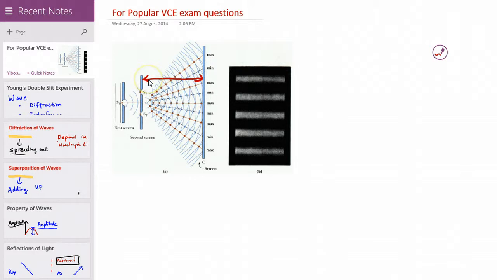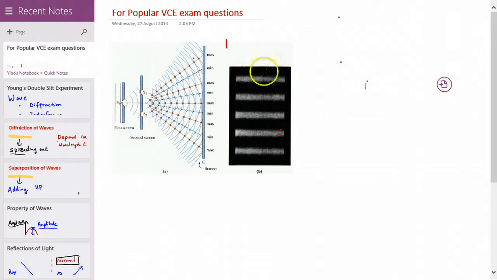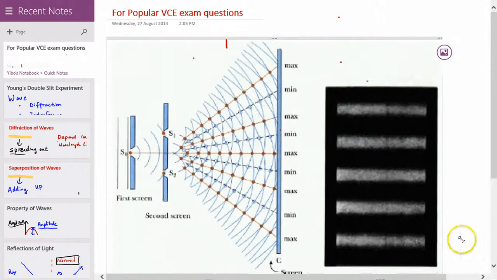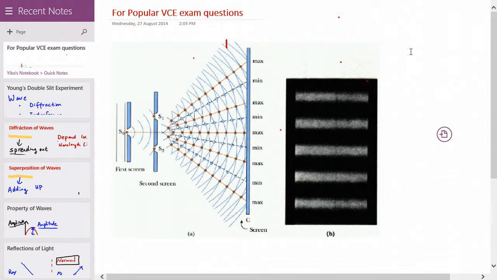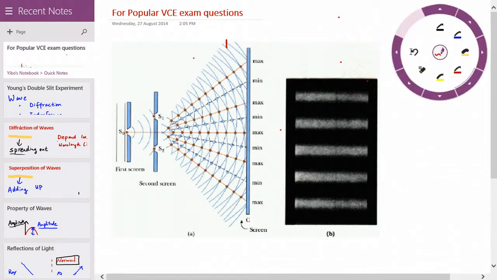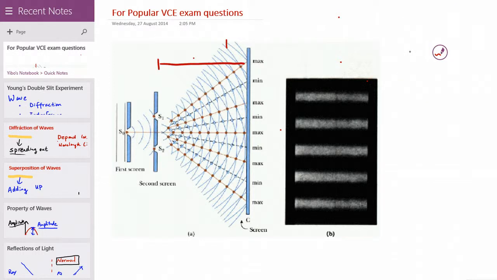Let me put this picture bigger. So we label the distance between the wall and the fragment, length L.